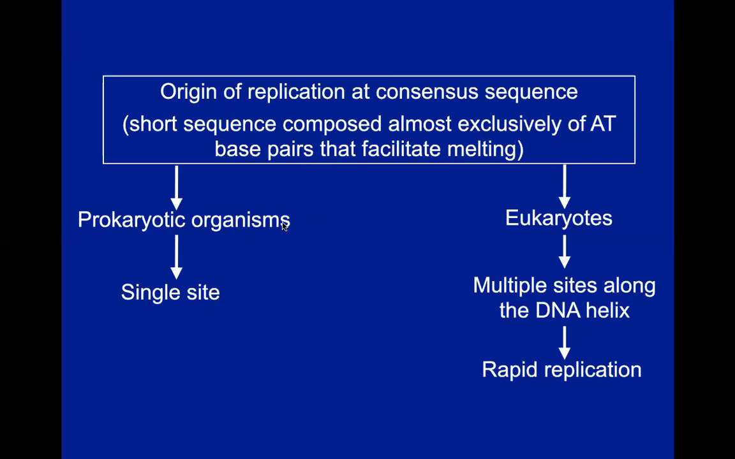In prokaryotic organisms, you have a single site of origin of replication, whereas in eukaryotes, there are multiple sites along the DNA helix for rapid replication.